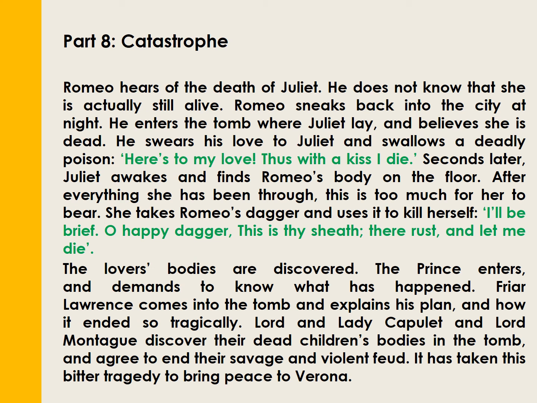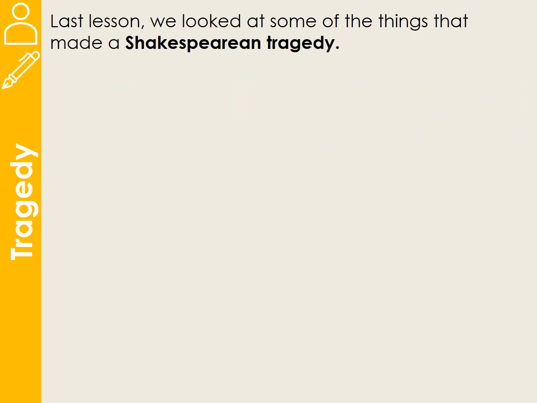The lovers' bodies are discovered. The prince enters and demands to know what has happened. Friar Lawrence comes into the tomb and explains his plan and how it ended so tragically. Lord and Lady Capulet and Lord and Lady Montague discover their dead children's bodies in the tomb and agree to end their savage and violent feud. It has taken this bitter tragedy to bring peace to Verona. Okay, so that's it in a nutshell, really. It's left out quite a lot, but it's the basics that you need to know.